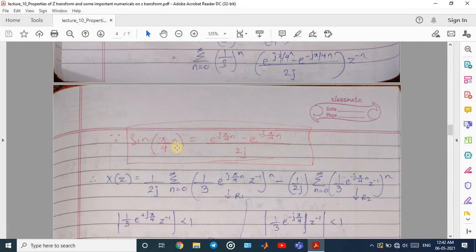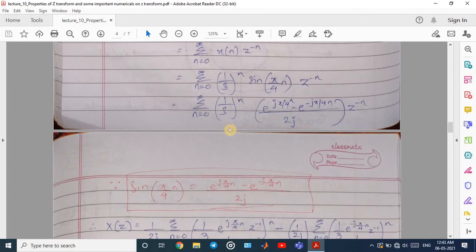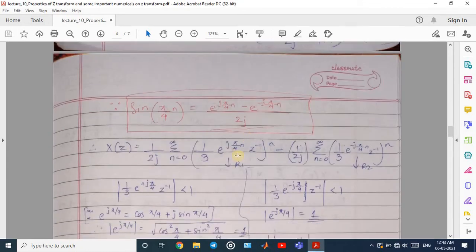Sine pi by 4 n can be directly written as e to the power j pi by 4 n minus e to the power minus j pi by 4 n upon 2j. It's basically a polar form. So I've written here 1 upon 3 to the power n as it is, the sine pi by 4 value is written here, and z to the power minus n as it is. So now we have to simplify.